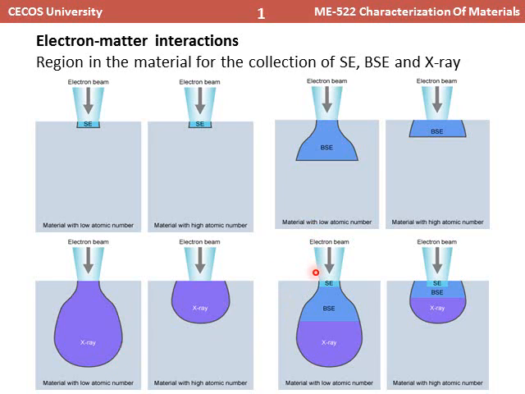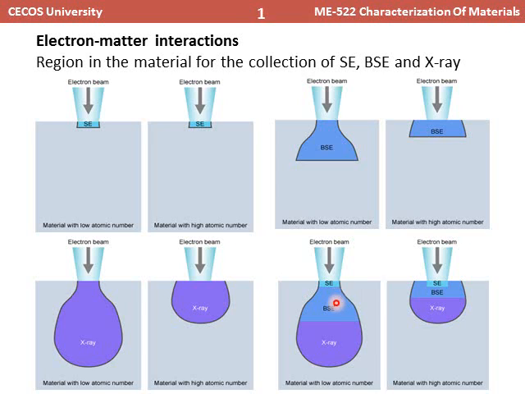To sum up the discussion, the specimen with the low atomic number is compared with the high atomic number, and how these three electron matter interactions happen here. The secondary electron, in both cases, either low atomic number or high atomic number, is the same, because secondary electrons are emitted from the surface atoms.